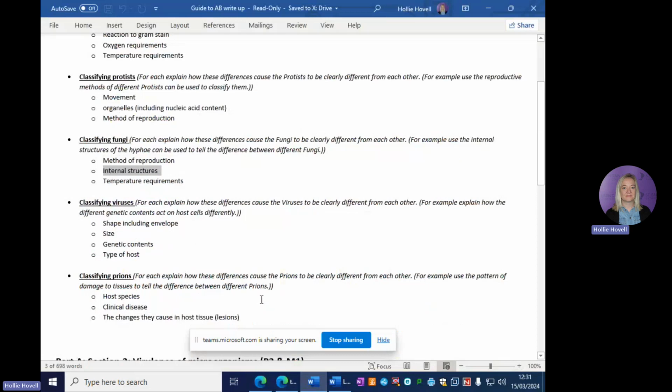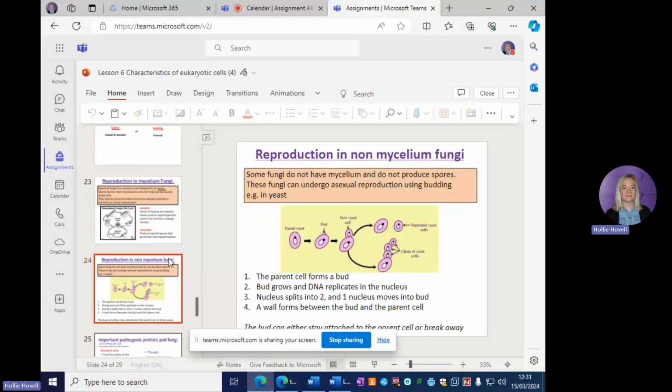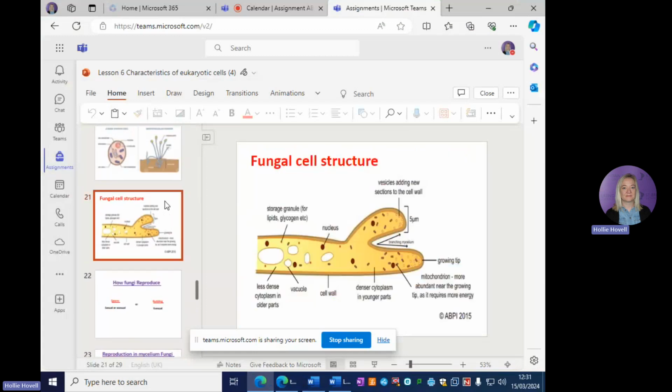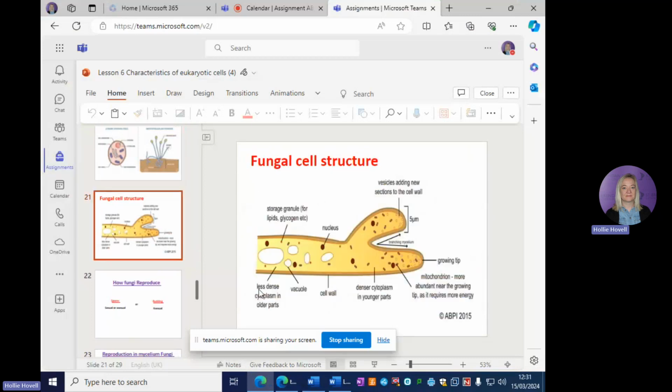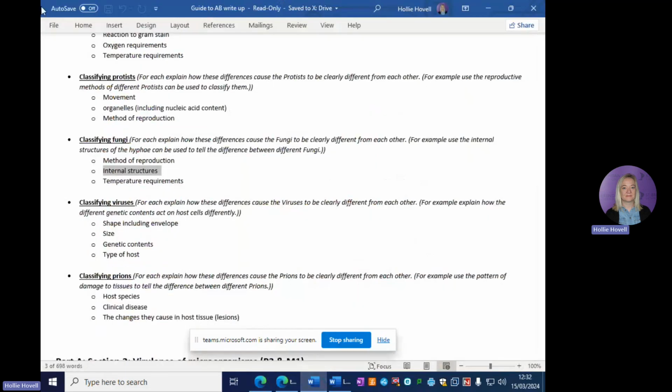Fungi can be classified based on their internal structures. So the structures of fungi, this is quite a good diagram. We've got some simple diagrams here. You can see the structures in the fungal cells there, the reproductive structures just there, and you can see some more detailed structures of what you might find in fungal cells just there. So you need to talk about the structures inside the fungi and how they could be used to classify different types of fungi. And then the next section is the temperature requirements of fungi.